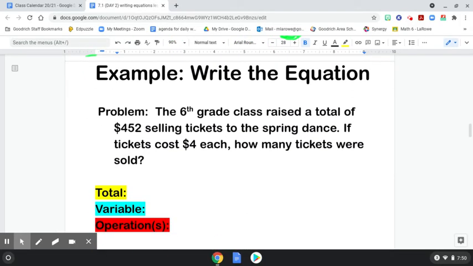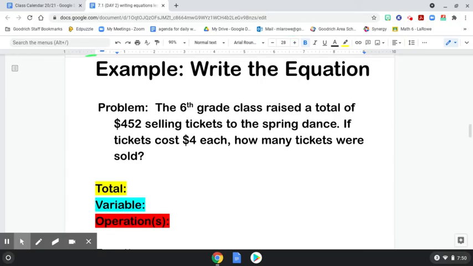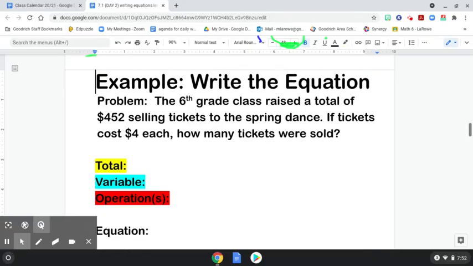Here's my example. I'm going to be writing an equation for this situation. I'm looking for my total, my variable, and my operations. So my situation talks about a 6th grade class, and they're raising money. They've raised a total already of $452 by selling these tickets to a spring dance. We know the price of the tickets. Our question is, how many tickets did they sell?